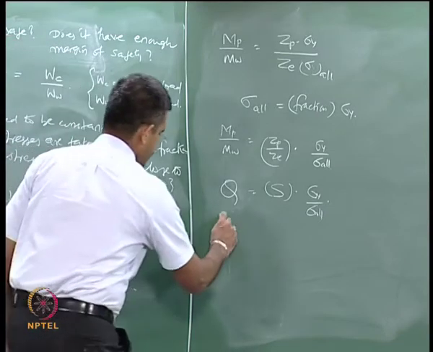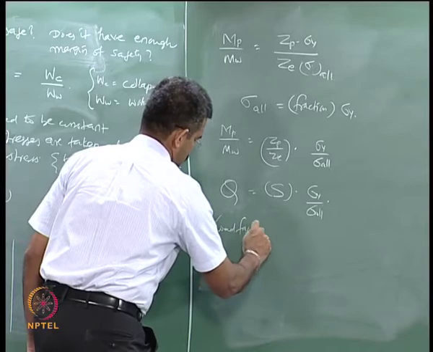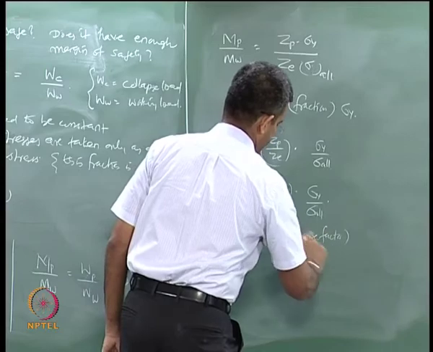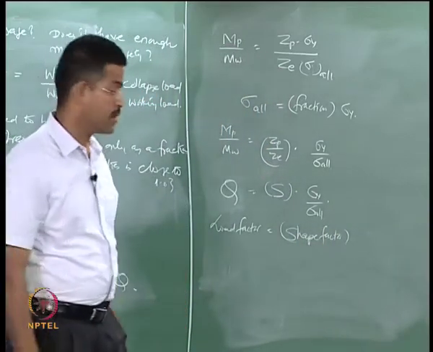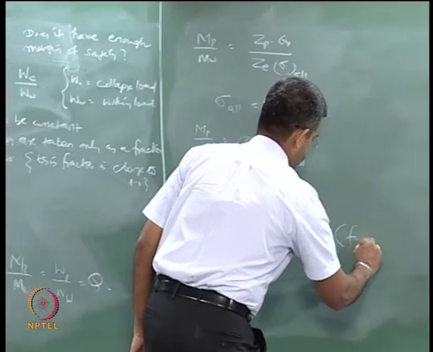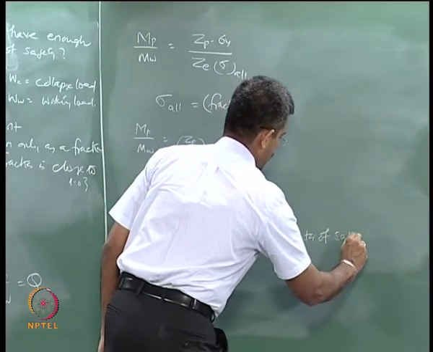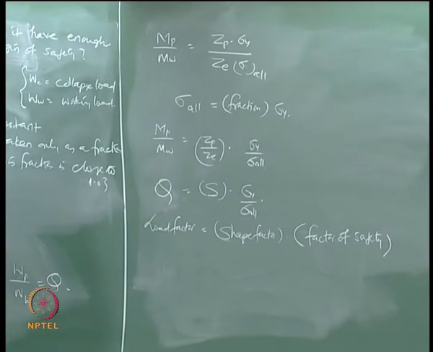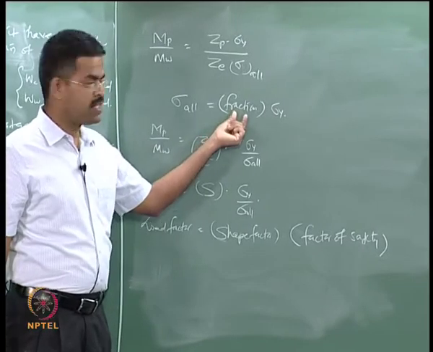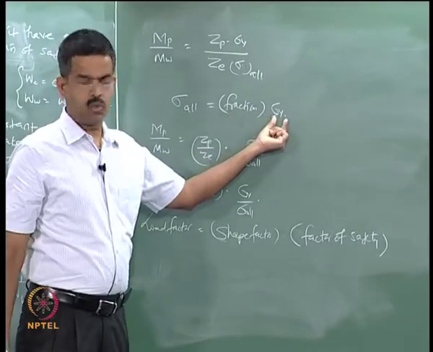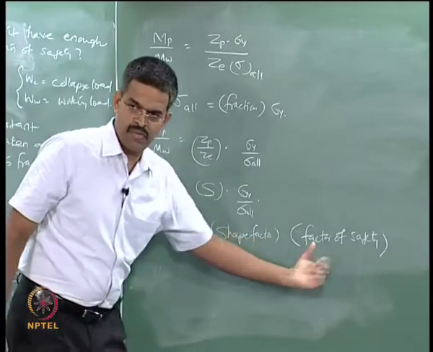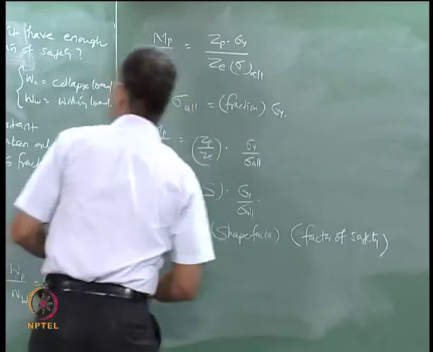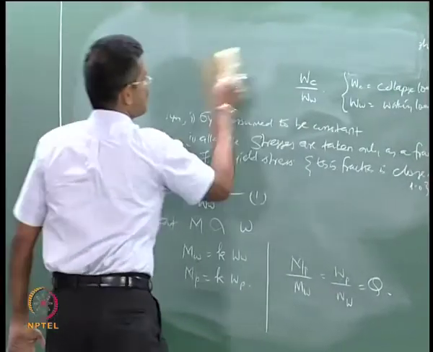So load factor is a product of shape factor multiplied by, I put this as factor of safety. Why do I call this factor of safety? Because any fraction which is applied on the yield strength to arrive at the allowable stress is always a factor of safety, okay. Now let us take a quick example and see what is actually happening in the plastic design.